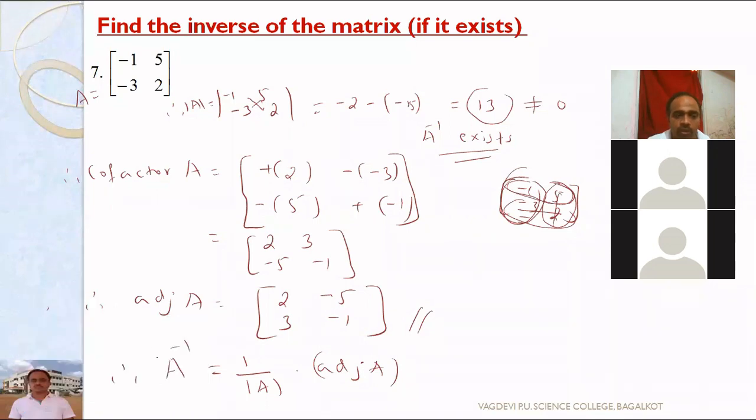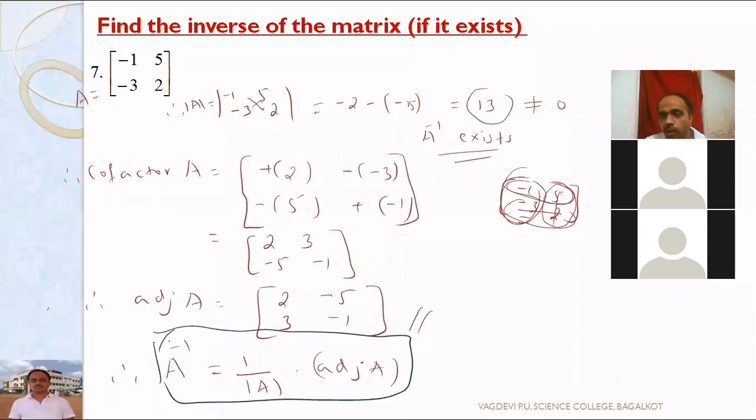What is the formula here? Please note this formula clearly. A inverse is equal to 1 by determinant of A into adjoint A. So I'll write the answer here. Therefore, A inverse is equal to 1 by determinant of A. So what is the determinant of A value? Already I got in the beginning, it is 13. So 1 by 13 into adjoint A.